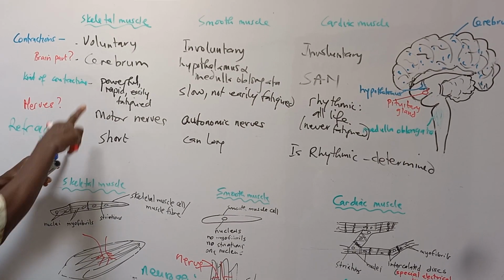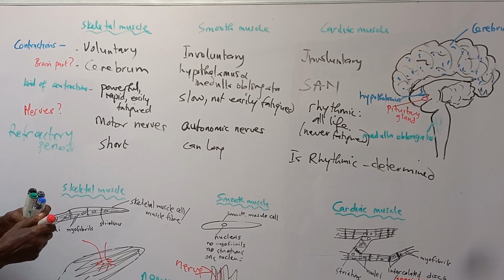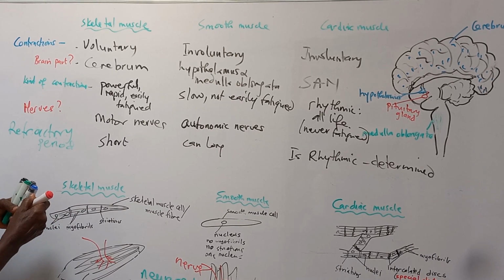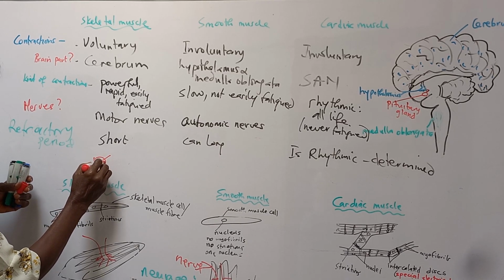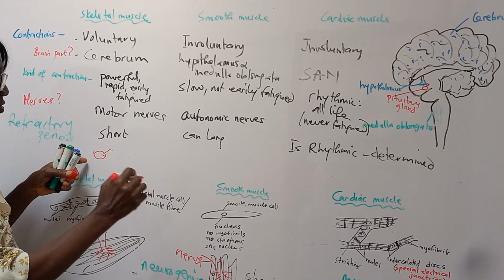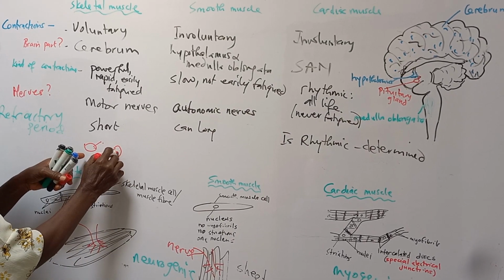The refractory period for skeletal muscle is short. The refractory period is the period within which, if a muscle has been stimulated to contract, it cannot contract again if stimulated.